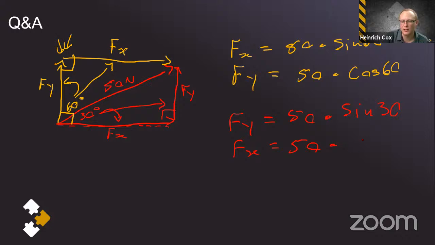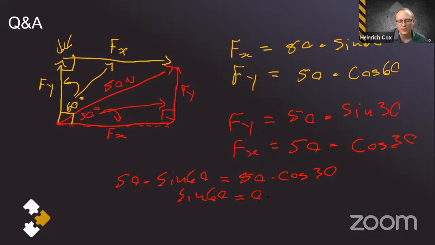So 50 times cos 30. Okay, so how on earth can these two things be the same? We're then claiming that 50 times sine 60 is exactly the same thing as 50 times cos 30, which means that we're actually claiming that sine 60 is equal to cos 30, right? And if you go and use your calculator, you actually find that sine 60 is root 3 over 2, and cos 30 is also root 3 over 2. And so these two things give you exactly the same answer.